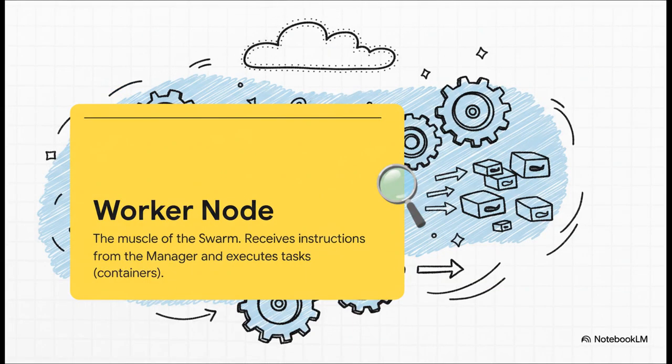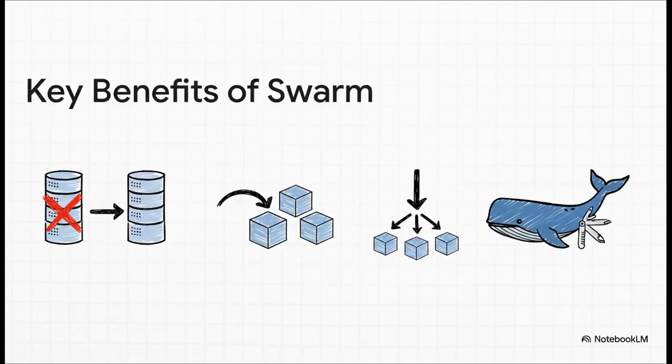And naturally, if the manager is the brain, then the worker nodes, well, they're the muscle. These are the machines that do all the heavy lifting. They get their instructions, which are basically just run these containers, from the manager, and they just execute them. Their only job is to run your actual application workloads. Simple as that.